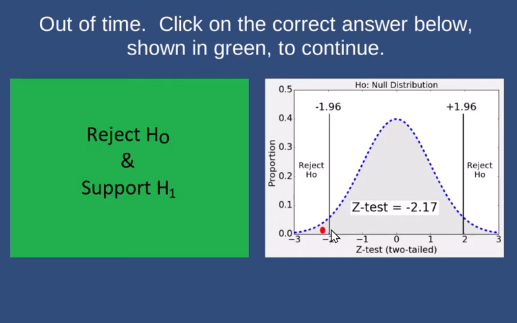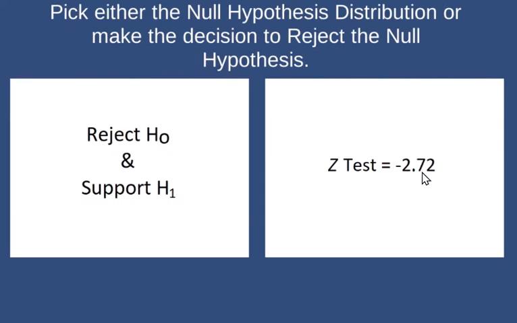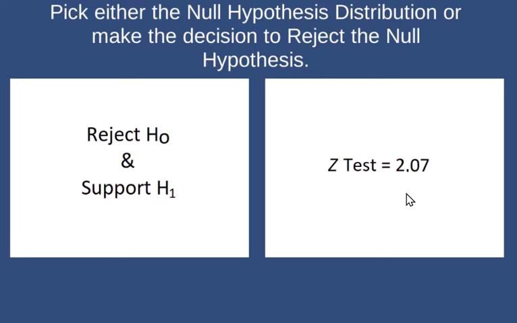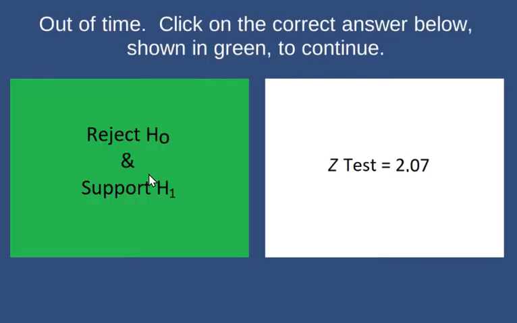Z-test of negative 2.17, that's outside of our boundaries of plus minus 1.96. It is 2.17 standard errors below the mean. It's in our reject zone. We reject. Z-test of negative 2.72, that's outside of the boundaries of plus minus 1.96. We reject the null. Z-test of 2.07, again, it's outside the boundaries of the plus minus 1.96. We reject the null hypothesis distribution.